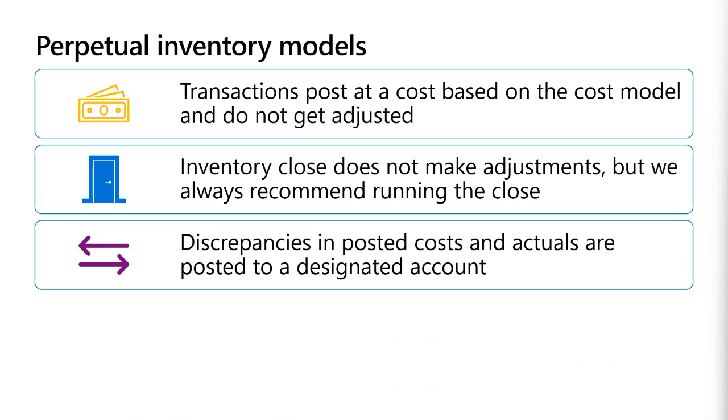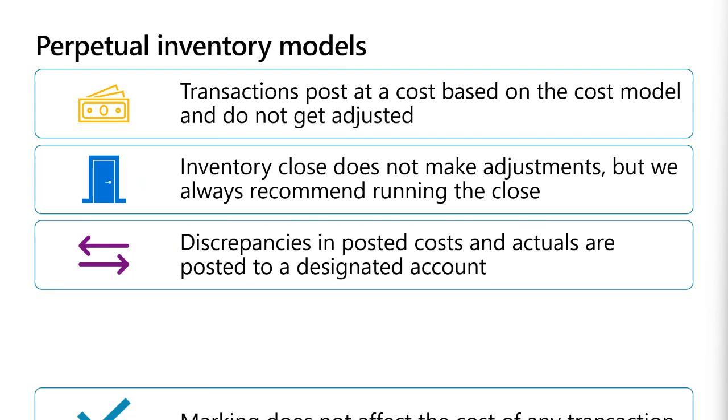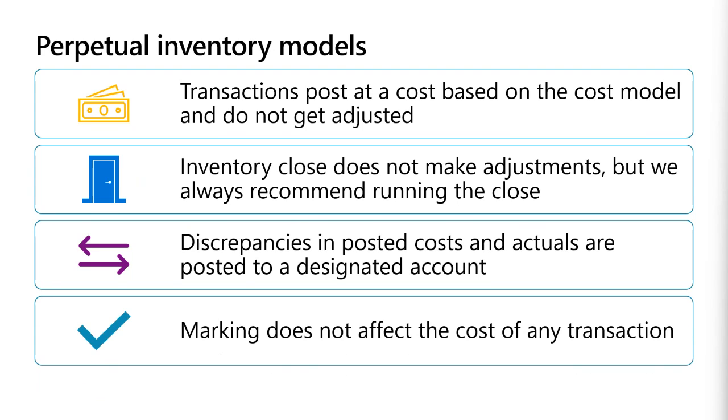With perpetual inventory, discrepancies, also known as variances, between the posted cost and actual cost are posted to a designated account. And unlike periodic models, marking does not affect the cost of any transactions when you use perpetual costing methods.